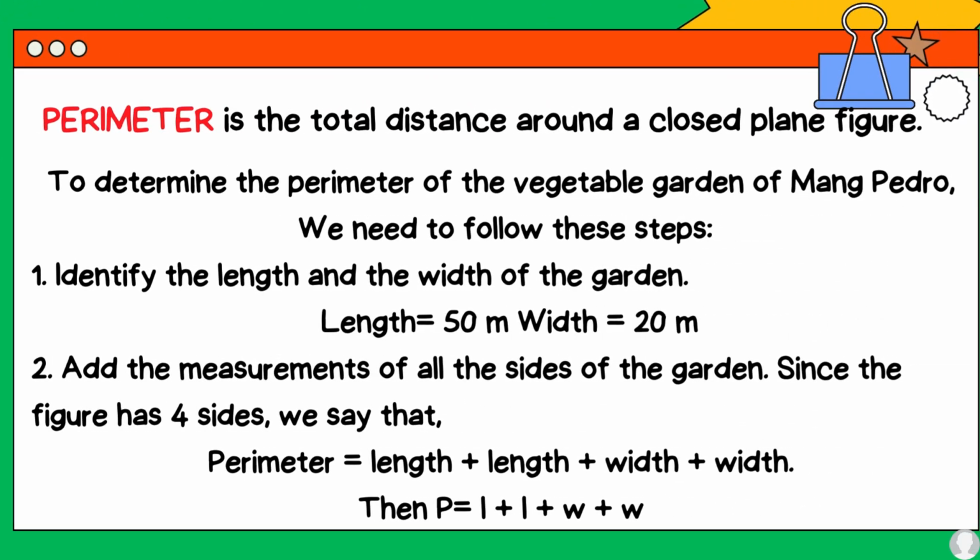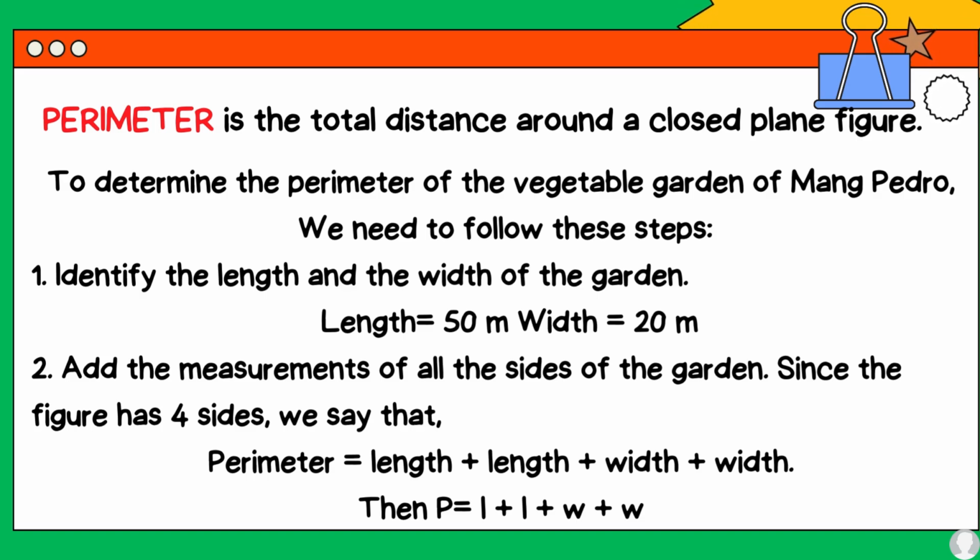So let us know the meaning of perimeter. Perimeter is the total distance around a closed plane figure. So to determine the perimeter of the vegetable garden of Mang Pedro, we need to follow these steps. The first one is identify the length and the width of the garden. So the length of the garden is 50 meters, while the width of the garden is 20 meters.